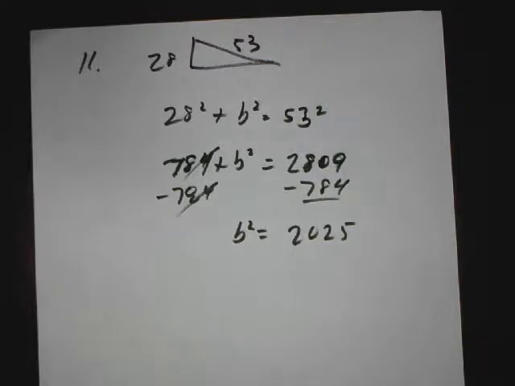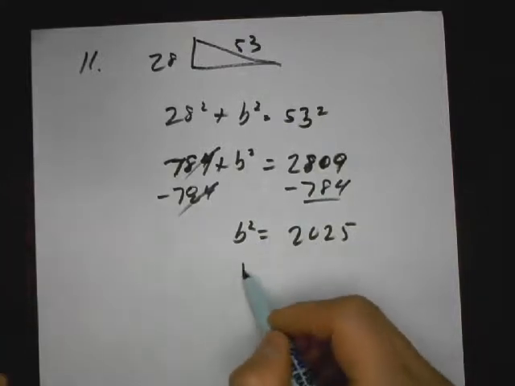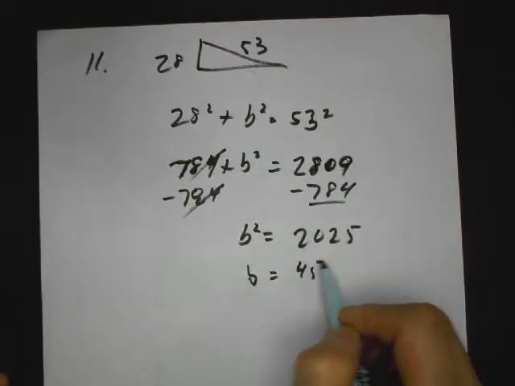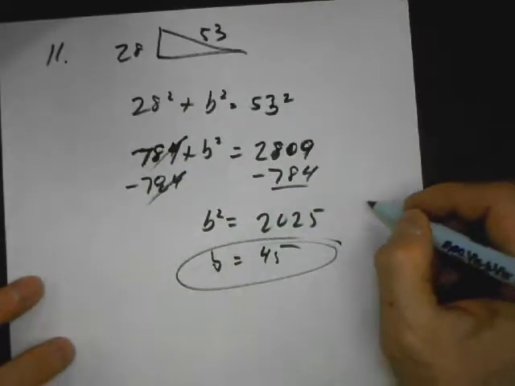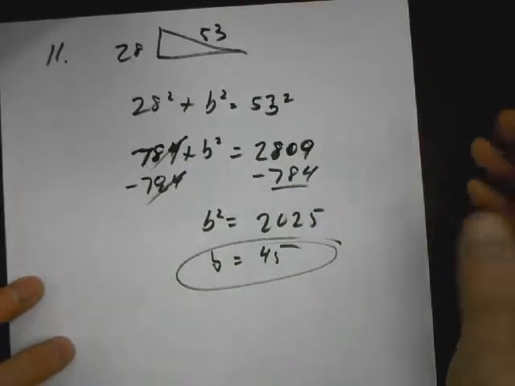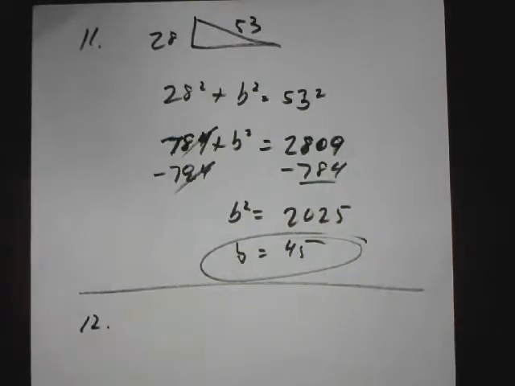Let's see. So let me do this again. 53 times 53, 2809, 28 times 28 equals 784, and 2809 minus 784. So we got 2025. Nope, it's good. So it's 45 times 45. Okay? So we just narrow that down, right? 10 times 10, 100 times 100. Just narrow it down. You're going to hit it. Okay? All right.